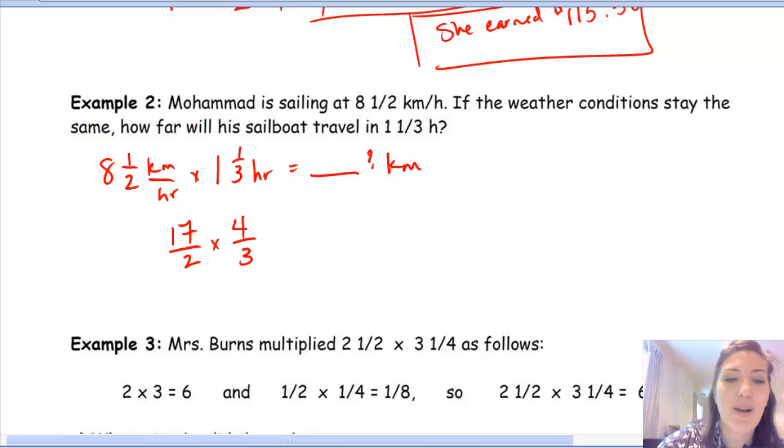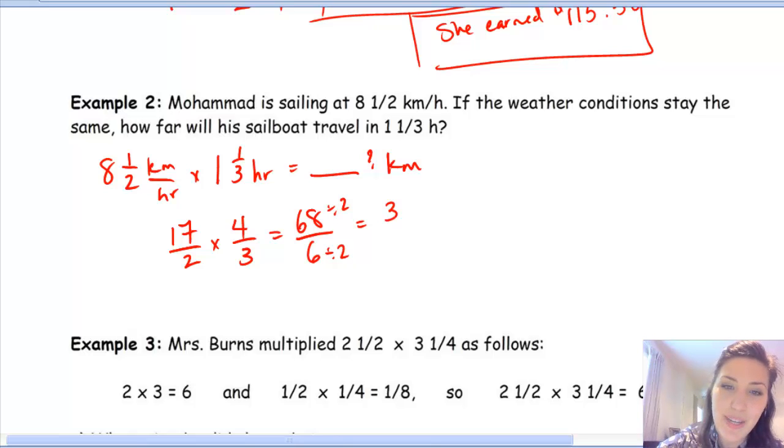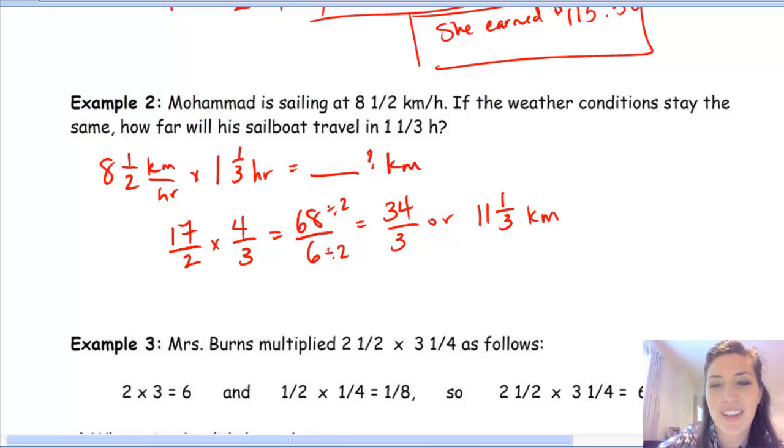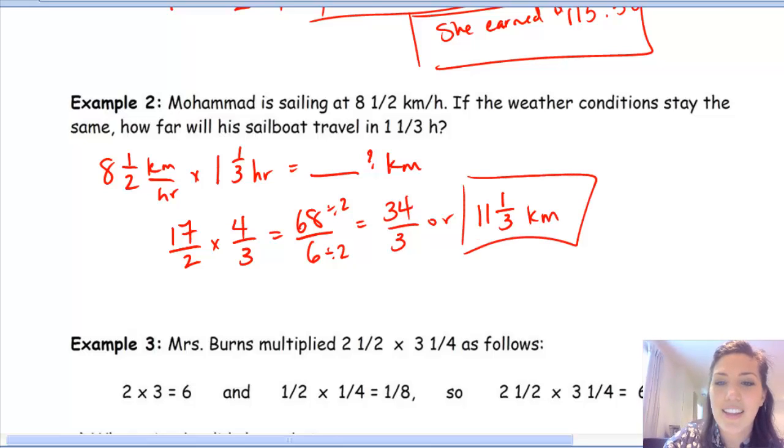Keep the same denominator. 17 times 4 is 68. 3 times 2 is 6. Both of these numbers can be divided by 2. So we end up with 34 over 3, or we could say 3 goes into 34 11 times with 1 remaining. Keep the 3 in the bottom. He traveled 11 1/3 kilometers.